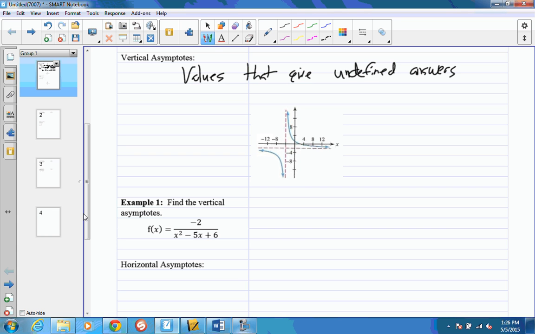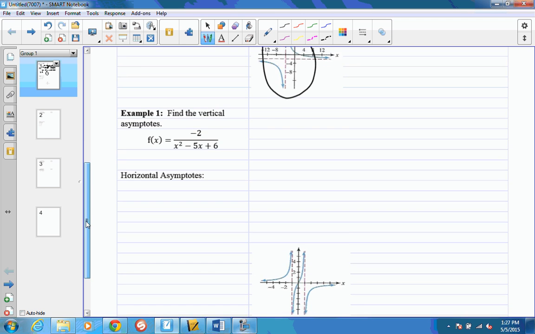Alright, so there's one here. I don't have the function of this graph, but I have a vertical asymptote at x equals negative 4, right? That means if I plug in negative 4 for x in that function, I would get undefined. There's also a horizontal asymptote, not to worry about that. Let's just deal with vertical for now.